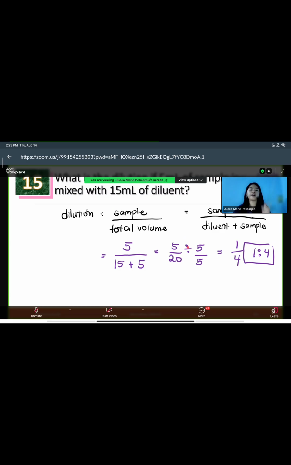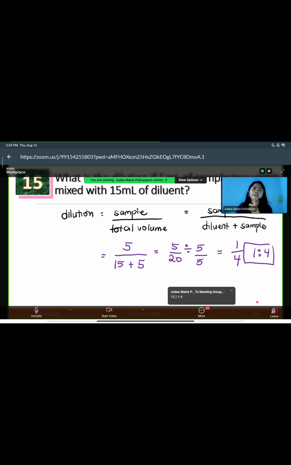Okay, so therefore, ano daw pala yung dilution na nai-prepare ni MedTech in here? The MedTech managed to prepare a 1 is to 4 dilution. Okay, so therefore, to answer your item number 15, a dilution-related problem, the final answer is 1 is to 4. Okay, so 1 is to 4 for item number 15.